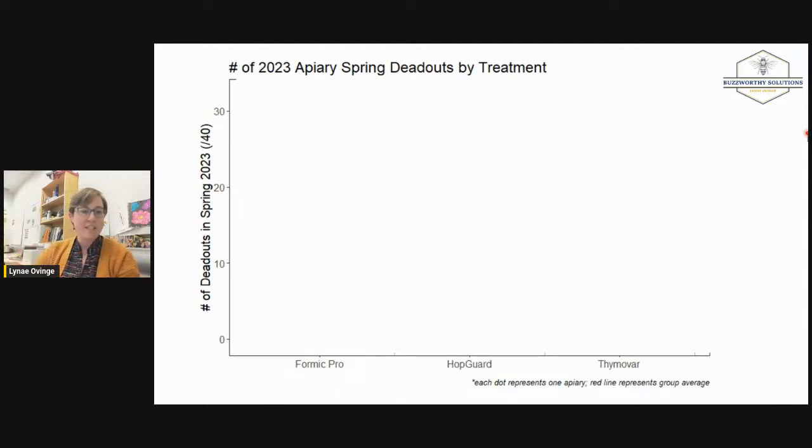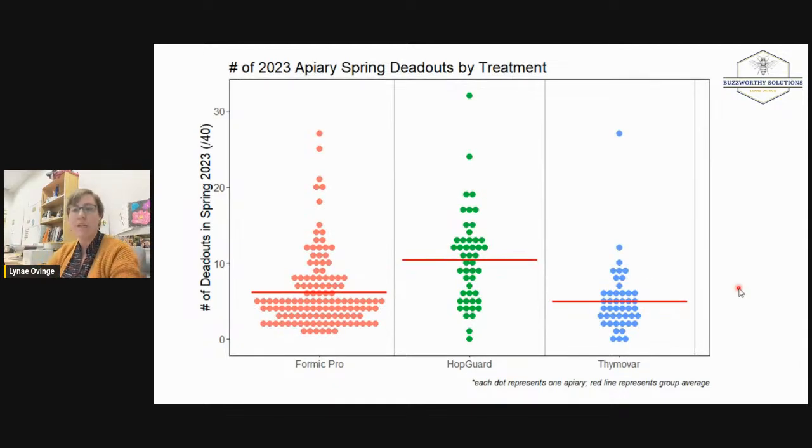So we'll get into the data here, but on the left, I just want to say we've got the number of dead outs in spring 2023. So this is out of 40. So he's got yards of 40, just like in the picture. So this is not percent deads, okay? And then in the bottom here, we've got Formic, HopGuard, and Thymovar. And this is what he found.